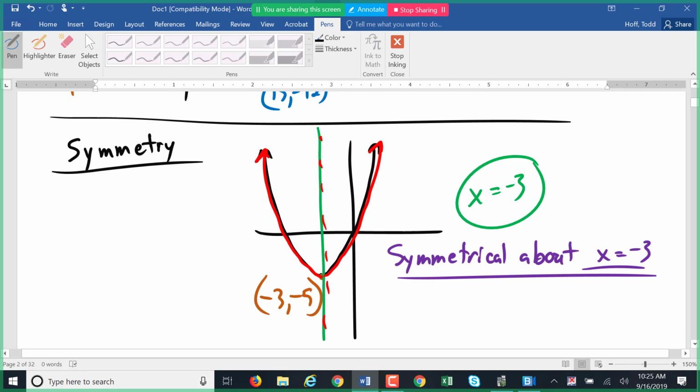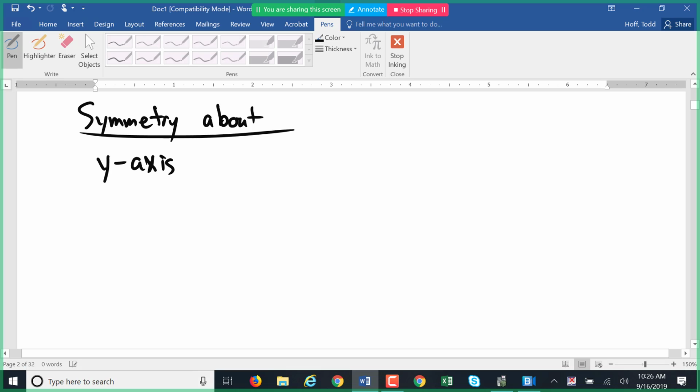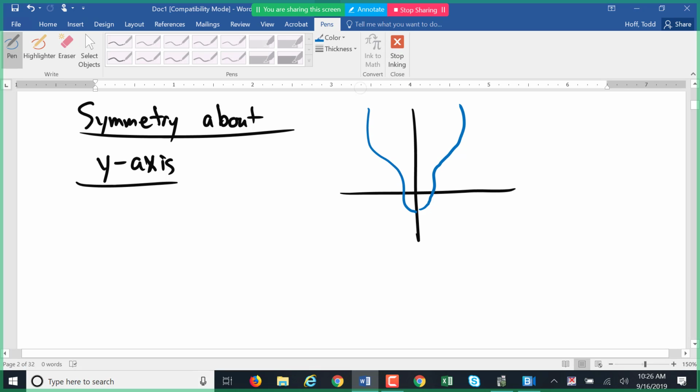Now, in algebra, we can be symmetrical about a lot of different things. But typically, we're most concerned about symmetry about some of the landmarks on our graph. So we talked about symmetry about the y-axis, which is a big one. We're symmetrical with respect to the y-axis. What that means, of course, is whatever is on the left side of the y-axis is going to fold over exactly onto the right side of the y-axis. Algebraically, what that means is if you substitute -x for x, you get an equivalent equation.